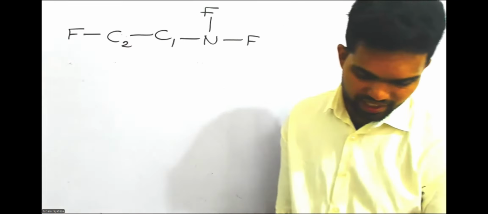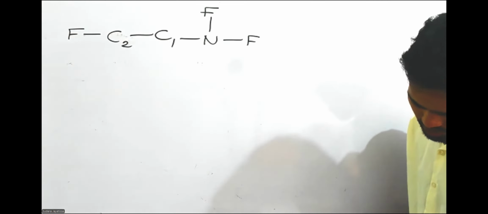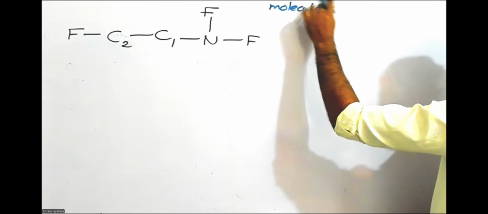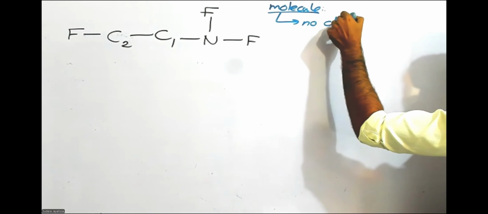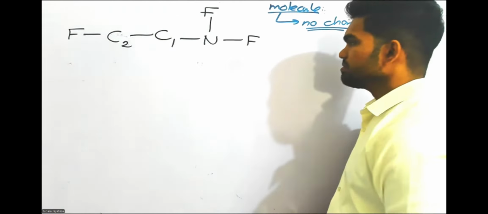So F, what is the skeleton structure? F, C2, C1. Then we have nitrogen, fluorine, and another fluorine here. Draw the most acceptable Lewis structure. There is nothing, any other statements given. It says it is a molecule. That word is important. Remember, if they say it is a molecule, that means it has no charge. If it is a molecule, there is no charge.